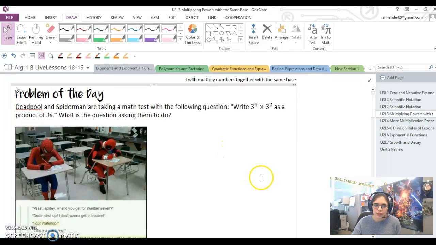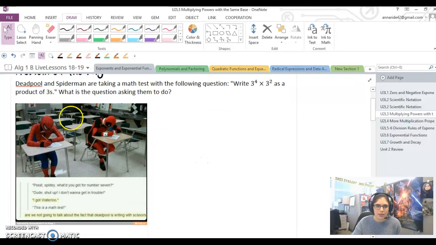So we're going to start off with this question that hopefully a few of you enjoy. It says, Deadpool and Spider-Man are taking a math test with the following question. Write 3 to the fourth times 3 to the second as a product of threes. What is the question asking them to do? So I have a thing that I got from the internet there, so hopefully you enjoy that. But the problem itself says write those two things as a product of threes.